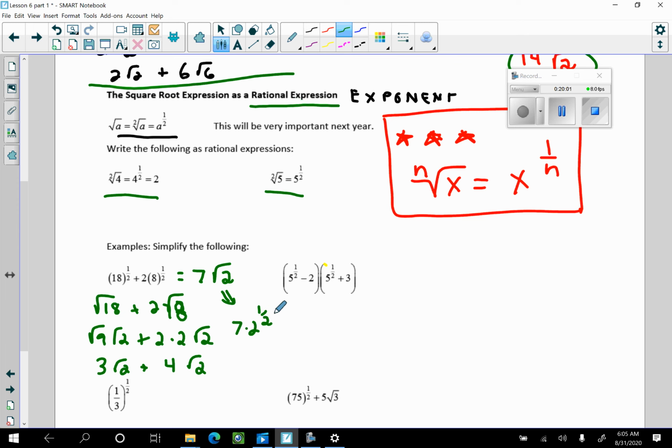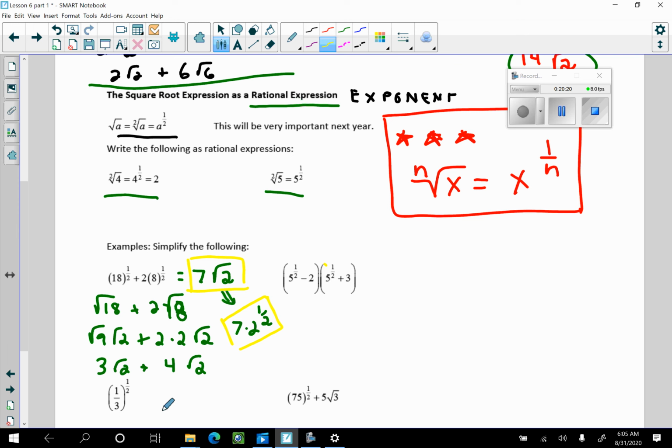And this is just depending on what type of answer someone is asking for. These two expressions are exactly the same. You can't multiply 7 times 2; it's 7 square root of 2. And we simplified the square roots and added the square roots.